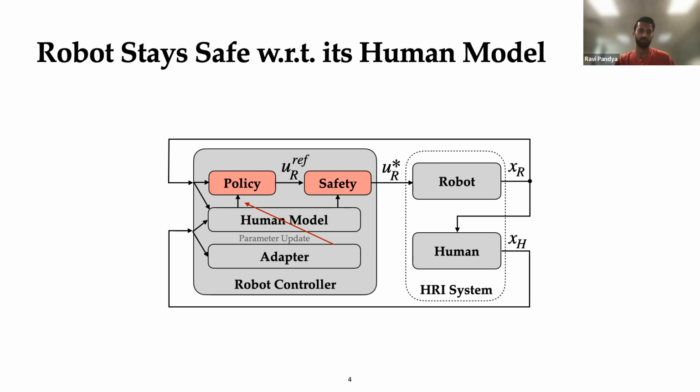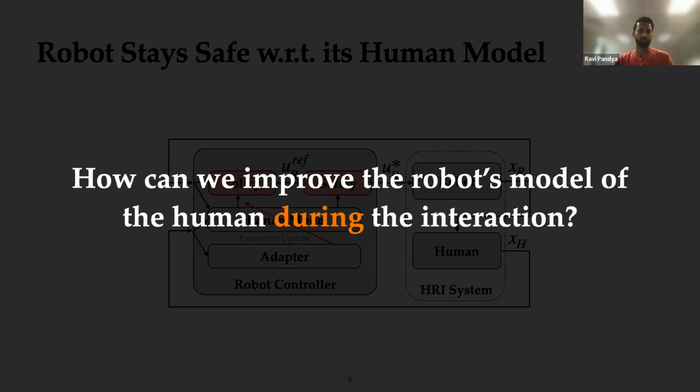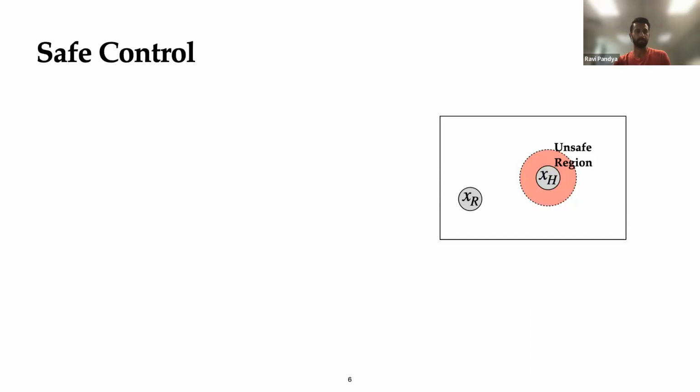Importantly, the robot can only stay safe around a human with respect to its own model of the human's future behavior. So in this paper, we pose the question, how can we improve the robot's model of the human during the interaction? Before tackling this question, let's briefly discuss how our robot stays safe with respect to the human.